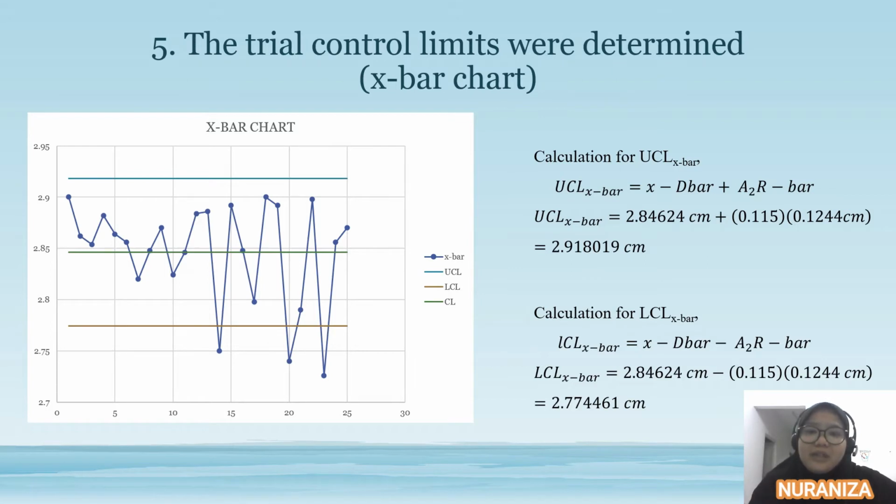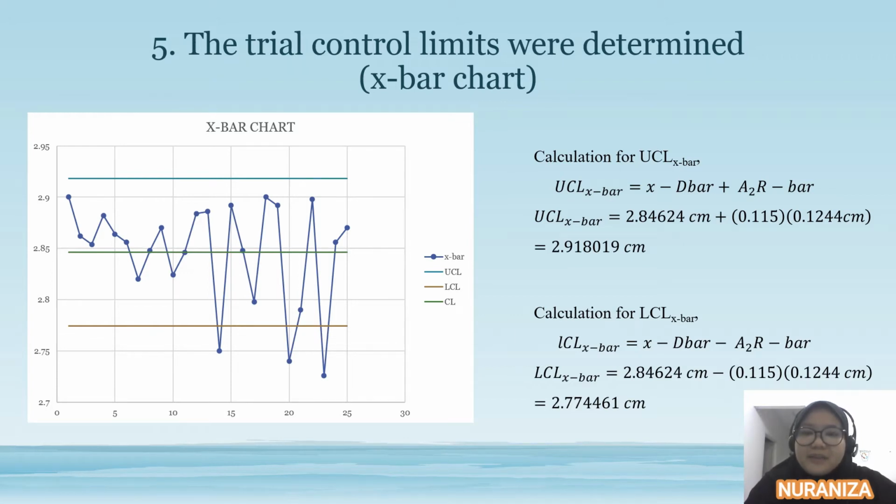For the upper control limit X bar, the formula as we can see here, the X double bar from the previous, which is 2.84624, will plus with the A2. A2 is our constant, which for the subgroup n equal to 5 is equal to 0.115, times with the R bar that calculated before, which is 0.1244 centimeter. After the calculation we get the upper control limit X bar is 2.918019 centimeter.